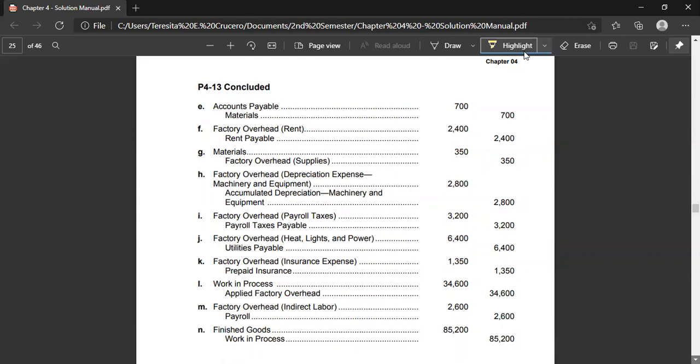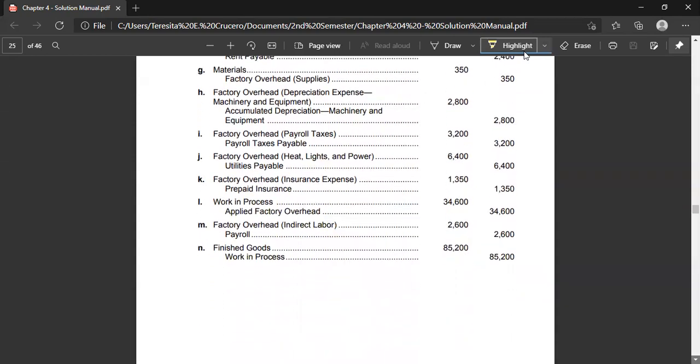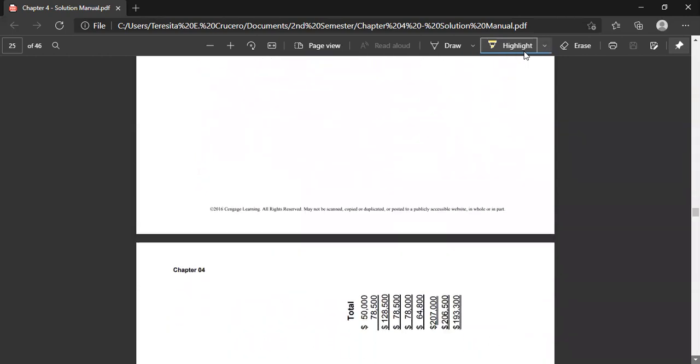Letter N, goods completed and transferred to finished goods, with materials, labor, and overhead to be recorded. So debit finished goods and credit work in process. The total now is equal to 85,200. Okay, so we have the entries as required.